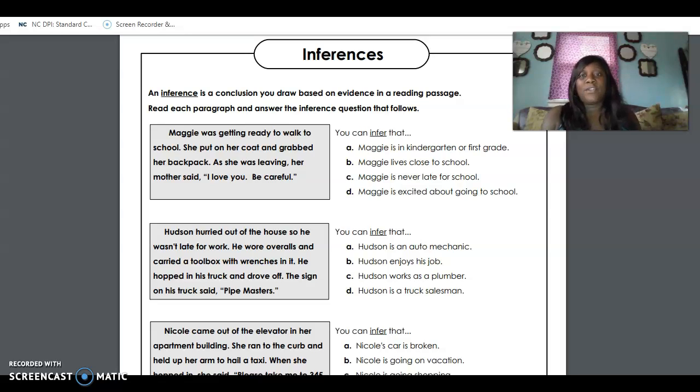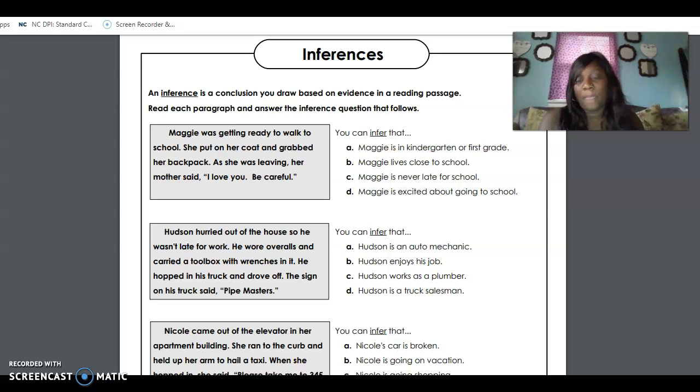Maggie was getting ready to walk to school. She put on her coat and grabbed her backpack. As she was leaving, her mother said, "I love you. Be careful." Okay, that's my first read.